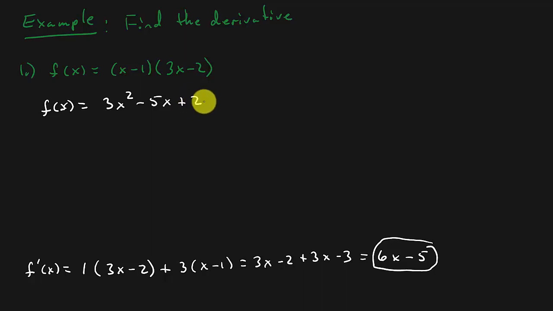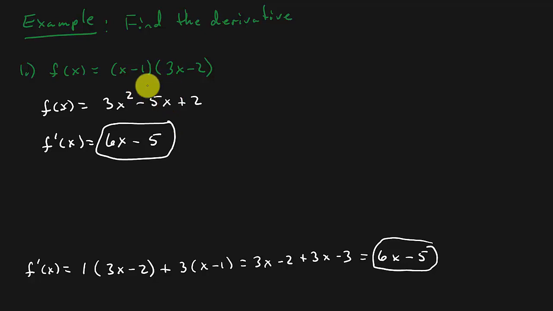So you can multiply it out, you can FOIL that out, and then take the derivative, and you can see the derivative of 3x squared is 6x, minus, and then the derivative of 5x is 5. And you can see you get the same answer either way. So you might be thinking, well, this way right here is easier. Why do I need to do the product rule?